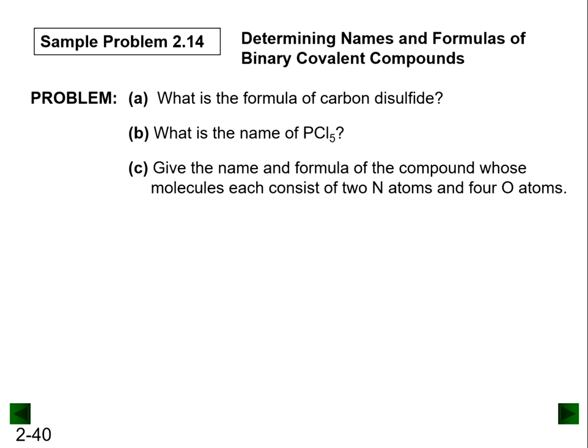You can do the same thing for PCl5, solve that one, and solve letter C: 2 nitrogen atoms and 4 oxygen atoms, write out the formula for that, and write out the name. Pause the video and do that.